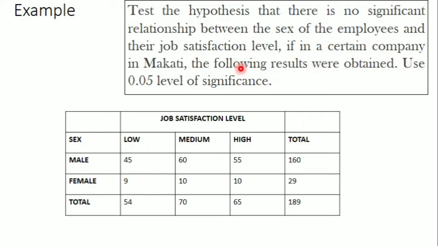The next is we need to obtain the value in each row and column. So for example, for male, 45 of them is low, 16 medium, high 55, a total of 160. Then female, we have 9, 10, high 10, so we have 29. Then you need to add up the row and the column.